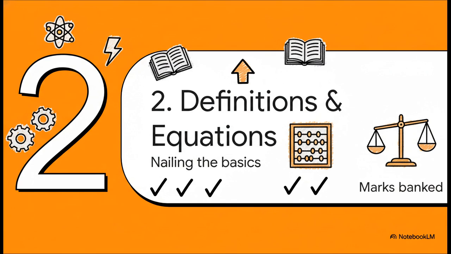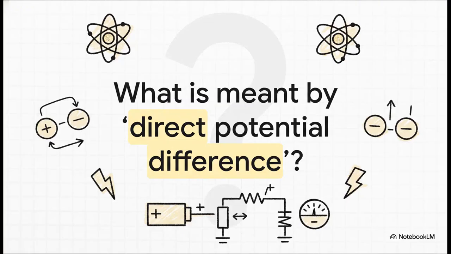Let's start by banking some of those foundational marks. You know, the first parts of a question are often there to test your core knowledge. They're designed to be quick wins, to build your confidence, and to get you warmed up for the tougher stuff later on. First up, question 3.1. It's a 1-mark definition. What is meant by direct potential difference? This is pure memory recall.